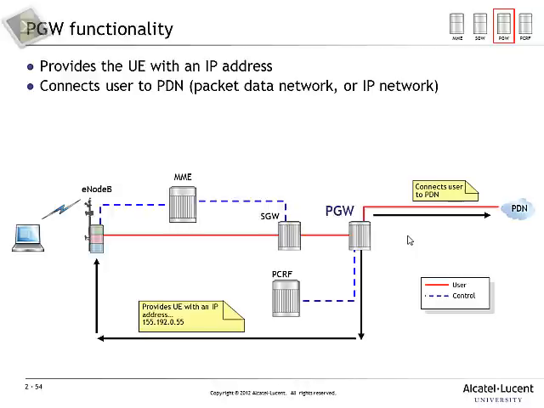Tunneling is when we put one IP packet inside another IP packet and transmit it, so that we hide the inside packet. And so essentially the UE is allocated an IP address by the packet gateway. That's one of the important functions it performs. And the other important function is that the packet gateway is the one that connects to the external data network. Now, what other function do you think the packet gateway should perform?